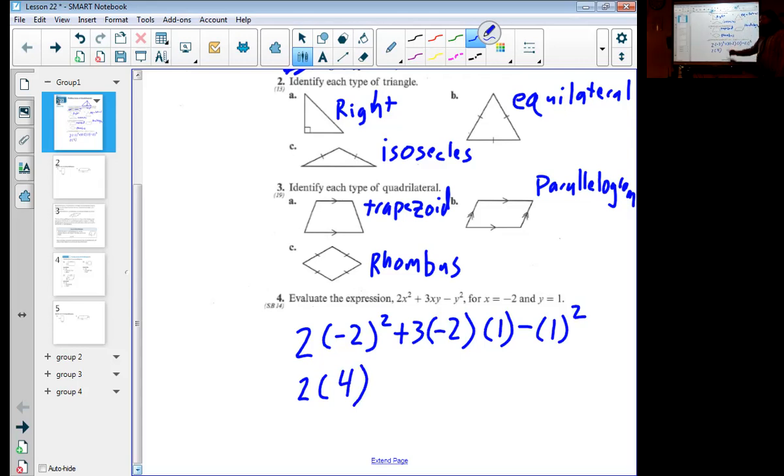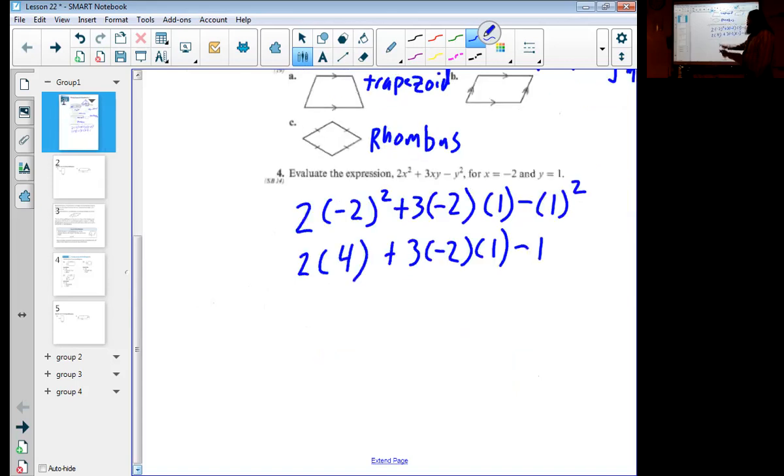Now, in this middle term, we don't have any exponents, so we just leave it. Plus 3 times negative 2 times 1, minus, now I have 1 squared. Because the negative is outside of the parentheses, we do not square that negative. We have minus 1, because 1 times any number is itself. Now we did exponents, so I move on to multiplication and division. So we have multiplication and division right here.